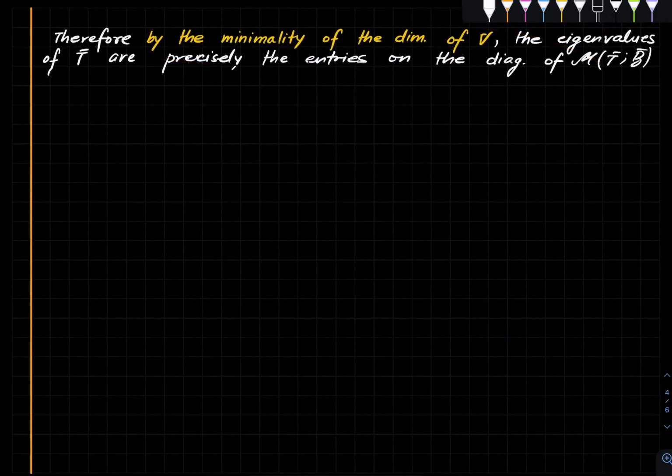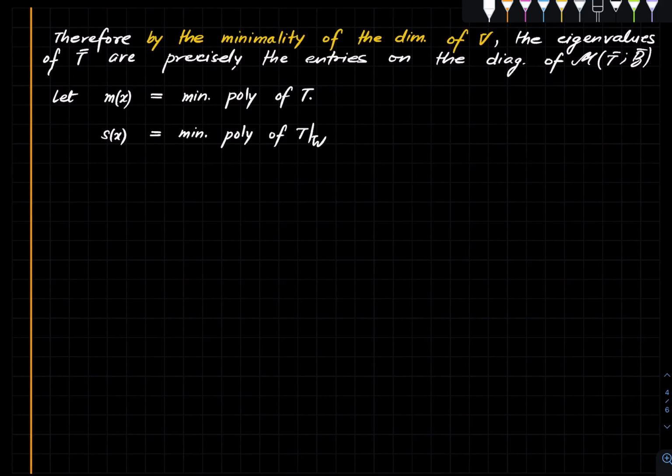Okay, and now let us introduce some notation. So let Mx be the minimal polynomial of T. Let Sx be the minimal polynomial of the restriction of T to W, and Qx be the minimal polynomial of T bar.